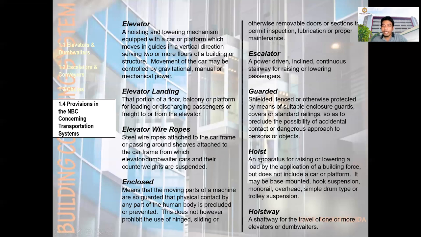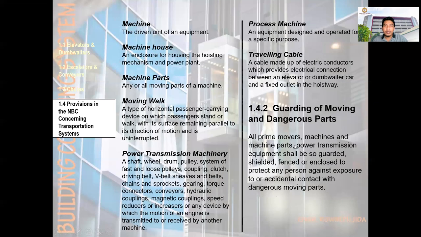Next, we have the hoist, an apparatus for raising or lowering a load by application of the pulling force, but does not include a car or platform. It may be base mounted, hook suspension, monorail, overhead, simple drum type, or truss suspension. Next, you have the hoistway. It is a shaftway for the travel of one or more elevators or dumbwaiters. Another, we have the machine. So this is the driven unit of an equipment. And then you have also a machine house.